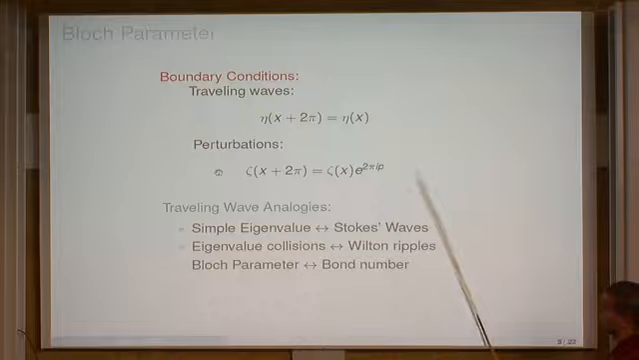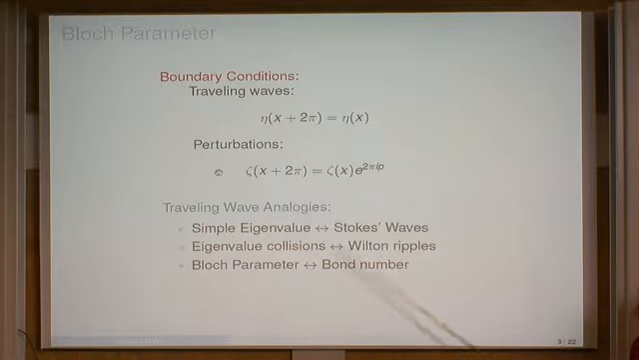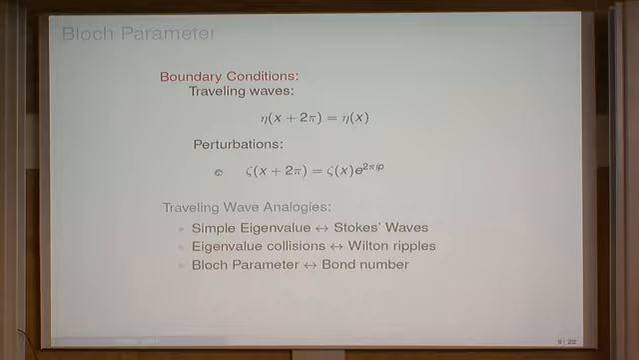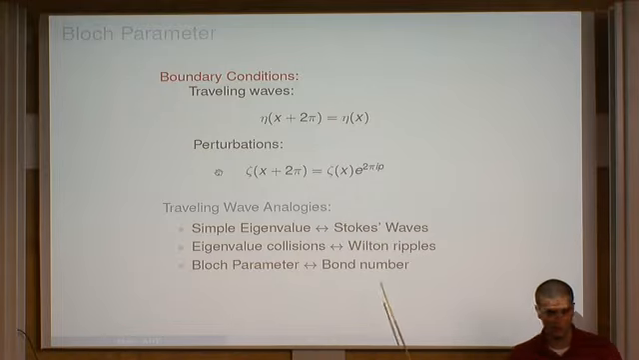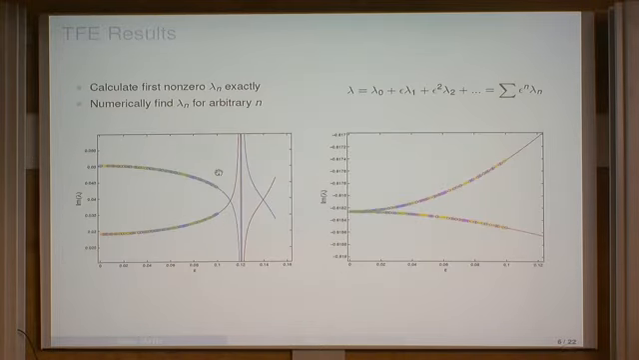Right, so somehow the dependence on p here is going to be crucial in the next couple of slides, and I guess this is what I just said in the previous slides: simple eigenvalues are like Stokes waves, eigenvalue collisions are like Wilton ripples, and the Bloch parameter is actually like the Bond number in the traveling wave problem. So there are going to be some Bloch parameters where you have eigenvalue collisions, just like there are some Bond numbers where you have Wilton ripples, but not every Bloch parameter and not every Bond number. So there are going to be some Bloch parameters that are special in this context.